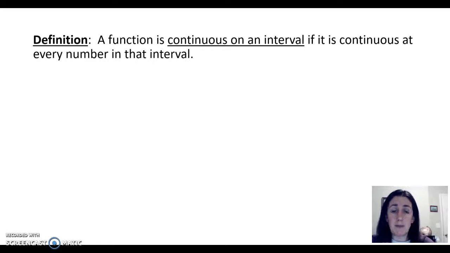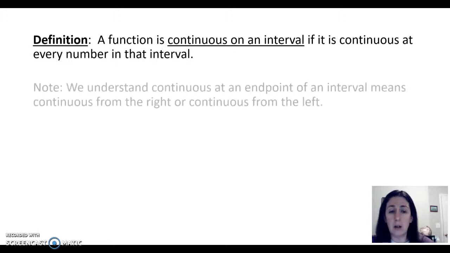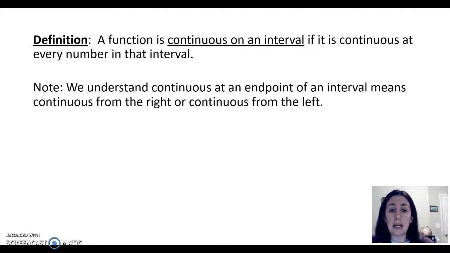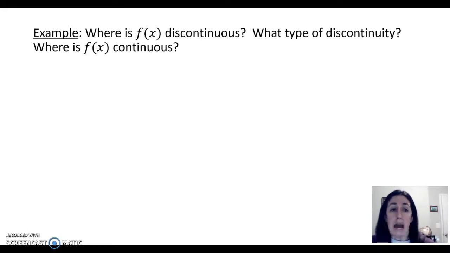So what does it mean for a function to be continuous on an interval? It means it's continuous for every single number on that entire interval. Now we have to understand that continuous at an endpoint of an interval means it's continuous from the right or continuous from the left, like the example we just went over. So let's look at a big graph. Let's determine where f of x is discontinuous, what type of discontinuity it is, and then let's sum up and determine where it is actually continuous.